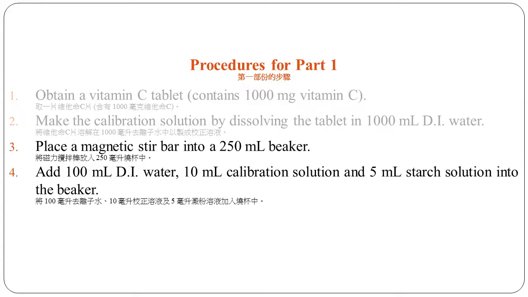After the preparation of the calibration solution, let's continue. Step 3. Place a magnetic stirrer into a 250 ml beaker, and then add 100 ml DI water, 10 ml calibration solution, and 5 ml starch solution into the beaker. Let's see a video.